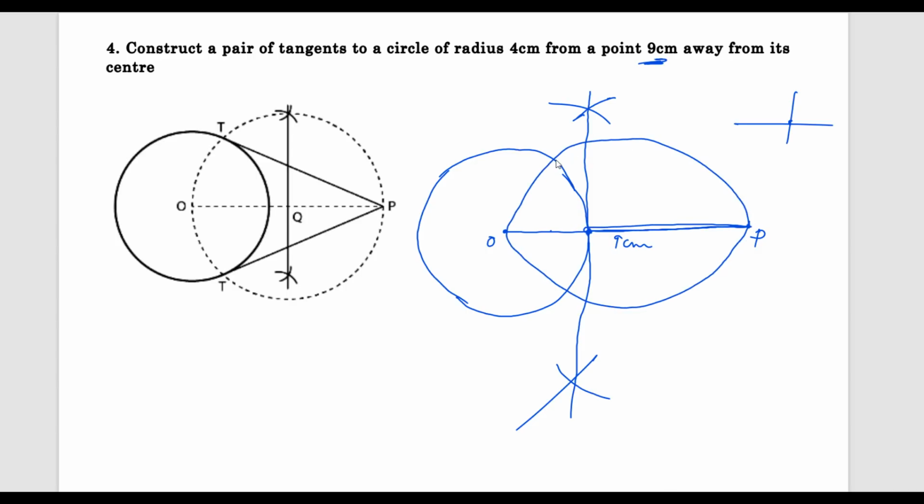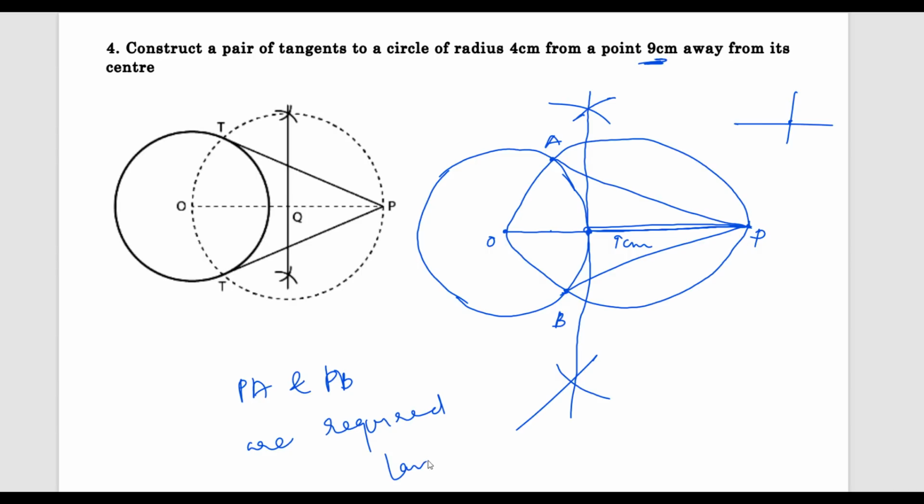After drawing the circle, the two circles intersect at these points. Join them and name them A and B. Now PA and PB are the required tangents. Students, this is a very important 3-mark construction.